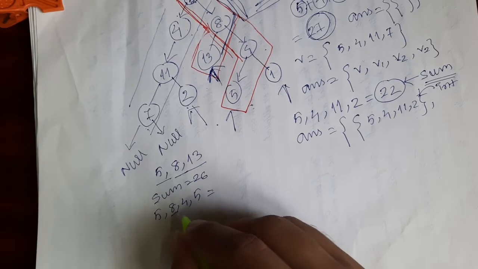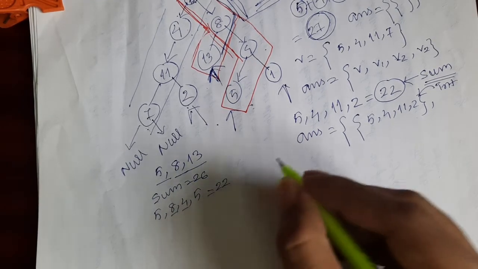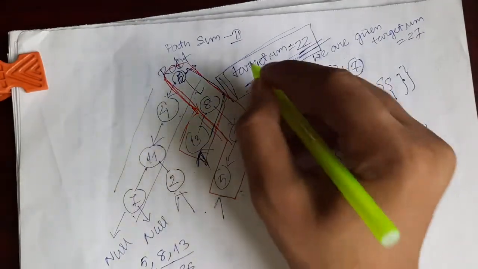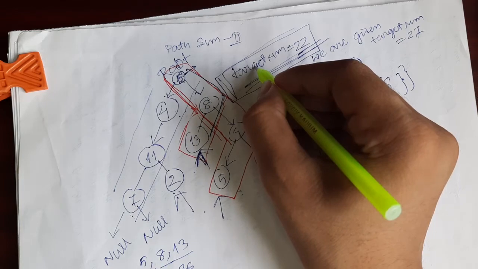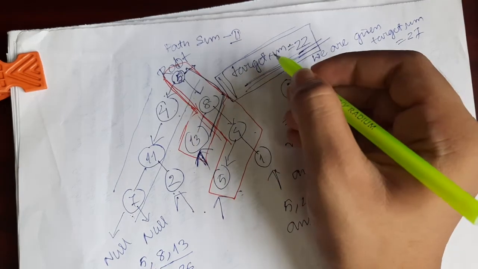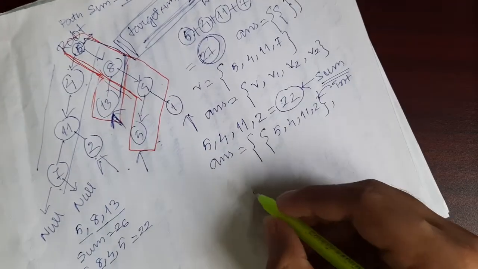10, 18, 22. So the sum is 22 and our target sum is also 22. So yes, we can say that this is a valid path. If we find any valid path, what can we do? We add that to our answer.